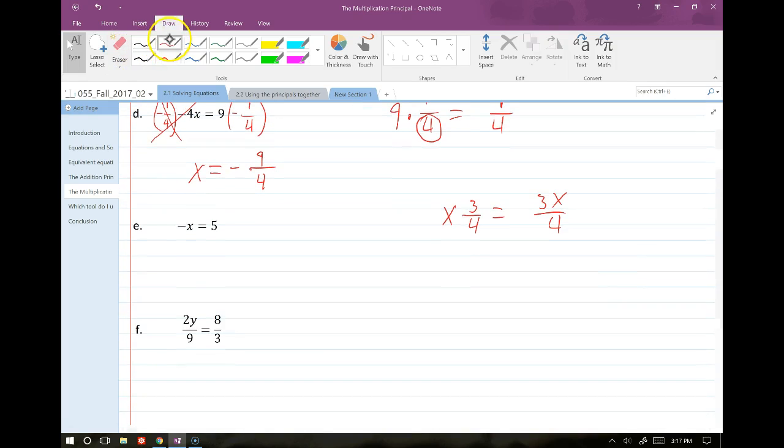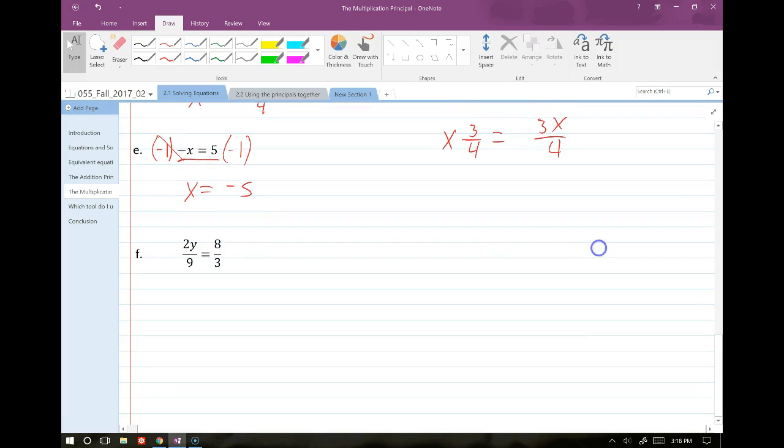So how about this guy? How do we solve this guy? What do we multiply both sides by? Negative 1. There you go, right? Because negative 1 times negative 1 is positive 1. These guys cancel, and we get x equals negative 5. No problem.